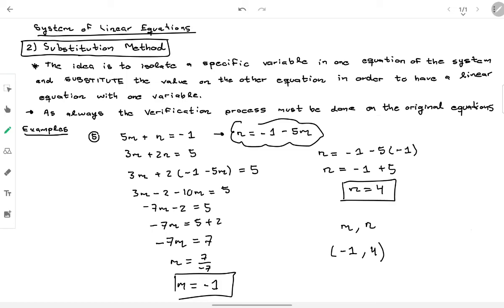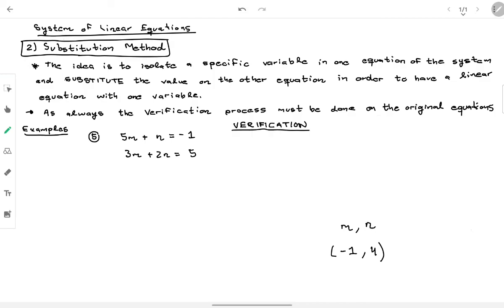So now, how to do the verification process of this one? We need to use the original equations. So let's do the verification process on the original equations. So for the verification process, it's going to be 5 that multiplies m, that is minus 1, plus n, that is 4, equals minus 1. So it's going to be minus 5 plus 4 equals minus 1. Minus 1 equals minus 1. So this one is correct.